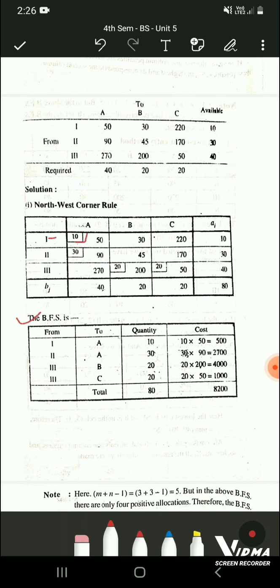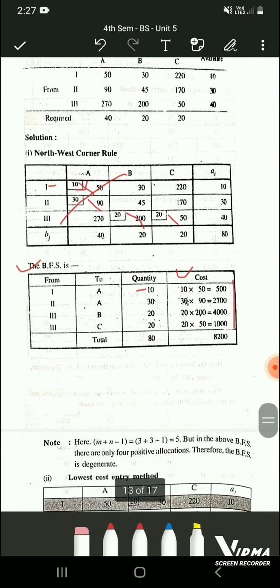So now to find the solution, we can write from 1 to A how much quantity has been allotted, 10 quantities, therefore cost will be 10 into 50. Then from second to A, cost will be 30 into 90. Then the third one is from 3 to B, 20 quantities is allotted, therefore the cost is 20 into 200. And the last one is from 3 to C, 20 quantities are allocated. For each quantity the price is 50, therefore for 20 quantities the cost will be 20 into 50. So multiply and take the summation, you get the total cost. Therefore the total cost is 8,200.